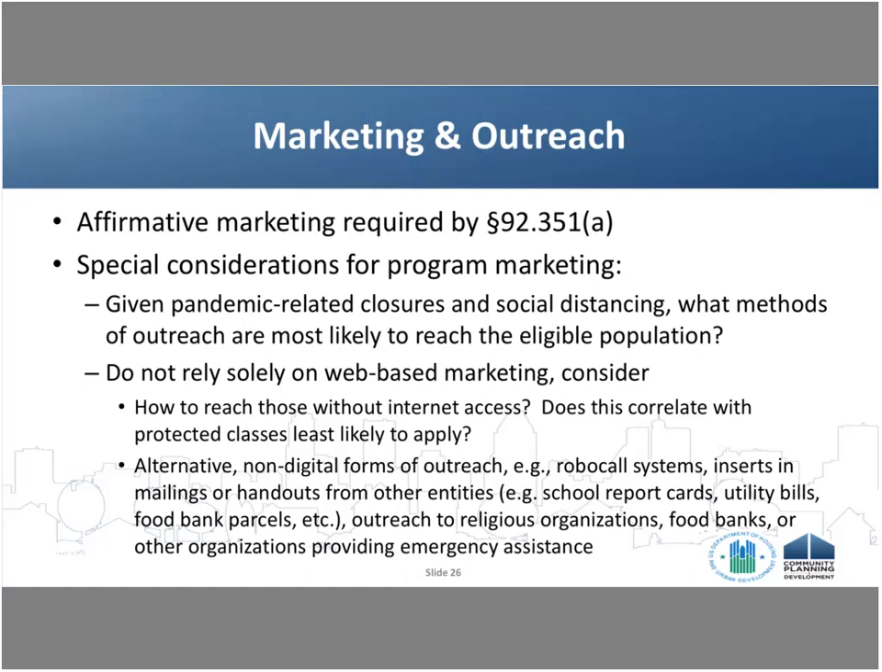And first, given the pandemic-related closures and social distancing, what kinds of methods of outreach will most likely reach the eligible population? We know that a lot of people are not at work, a lot of people are not at their usual places where they get information, and people are a lot more heavily dependent upon internet access and web-based information. But when you think about that, even though we want to use web-based marketing, you need to think about how do you reach those who might not have internet access.